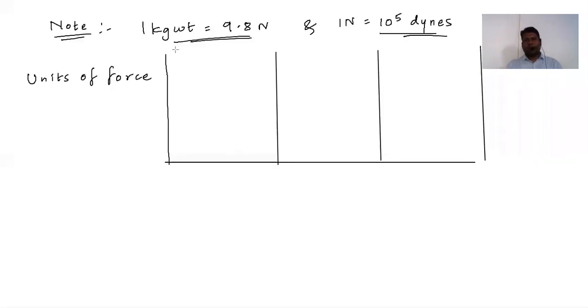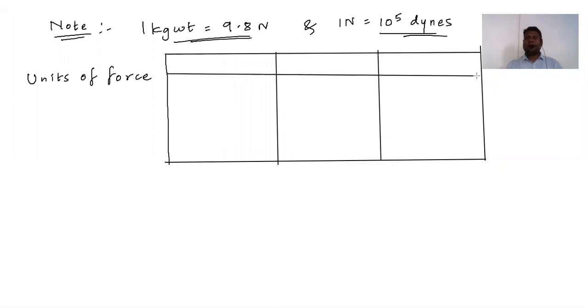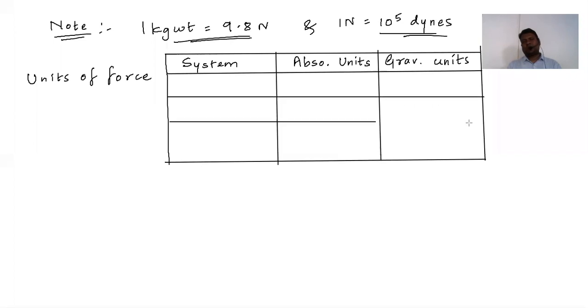You know, force depending upon gravity, those are called gravitational units. And force depending upon the system made by humans, we call absolute units, standard units. So we should first of all know the system as well as absolute units and gravitational units. I am going to put 3 or 4 rows, let's see how many systems we have.